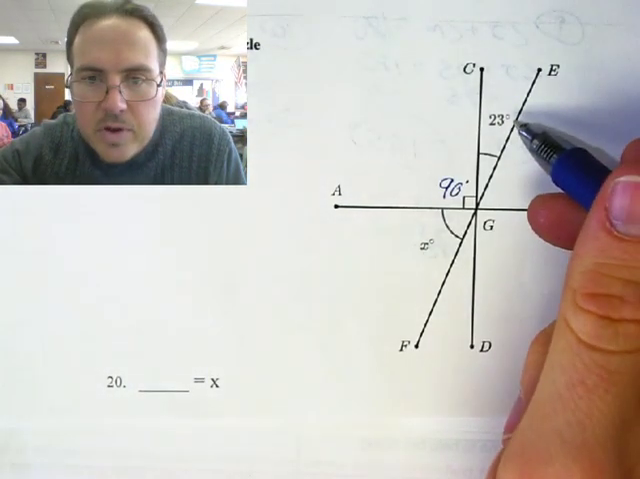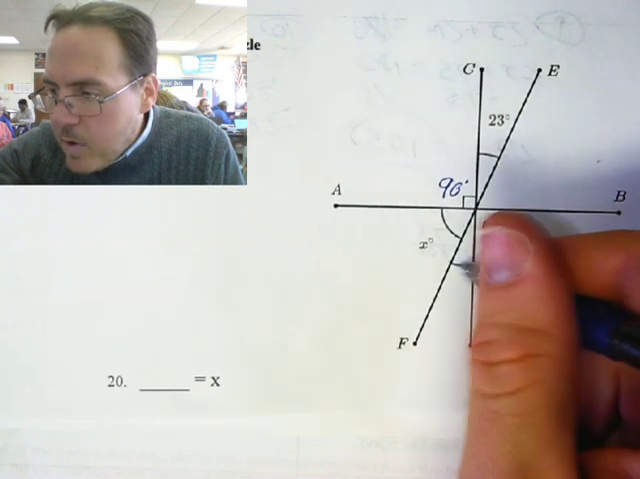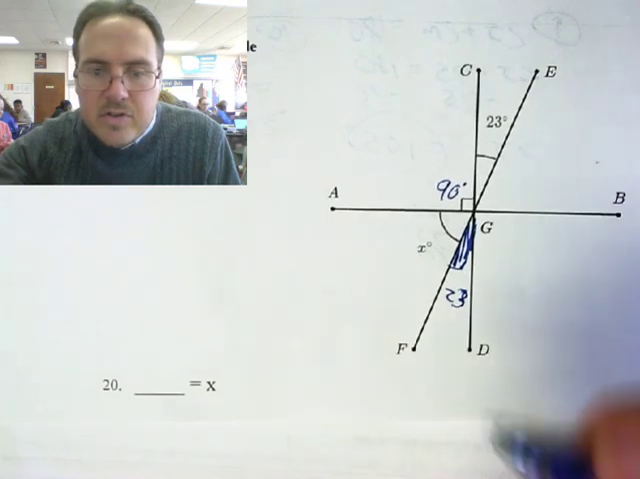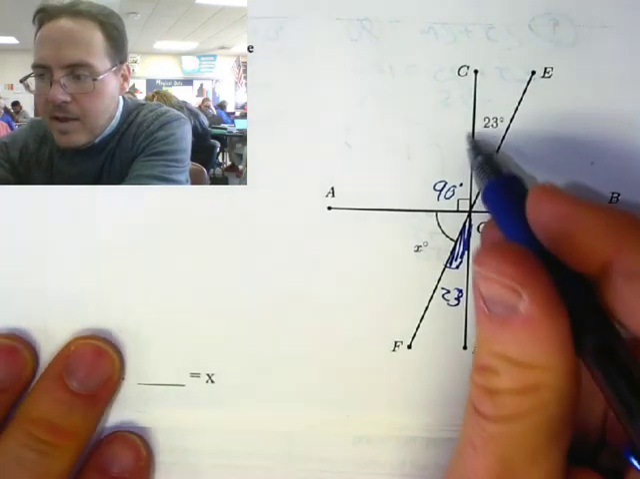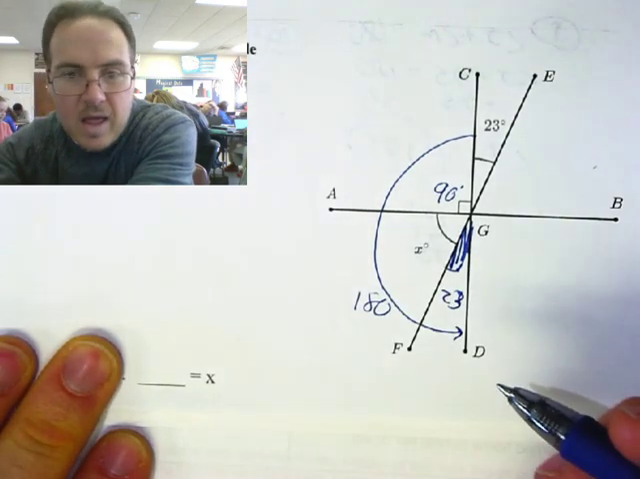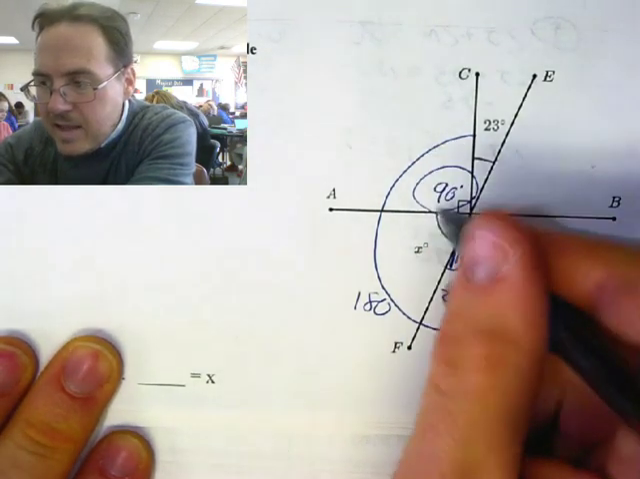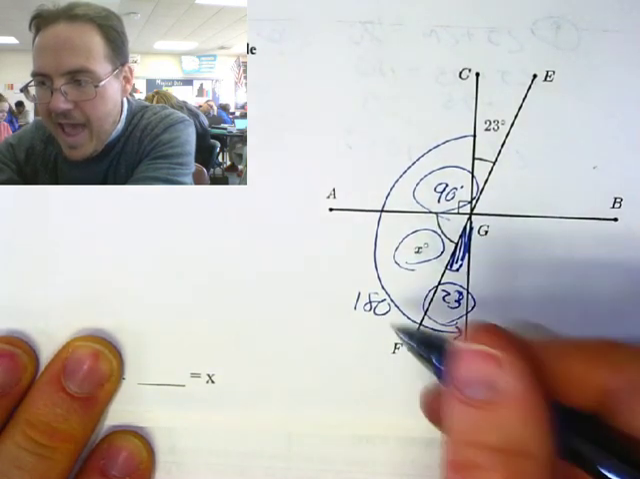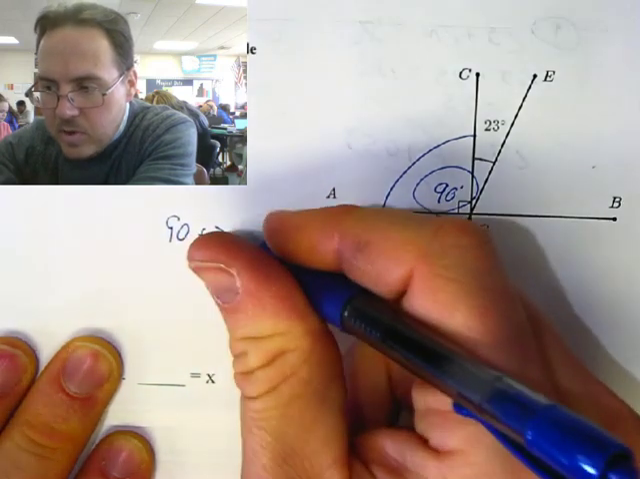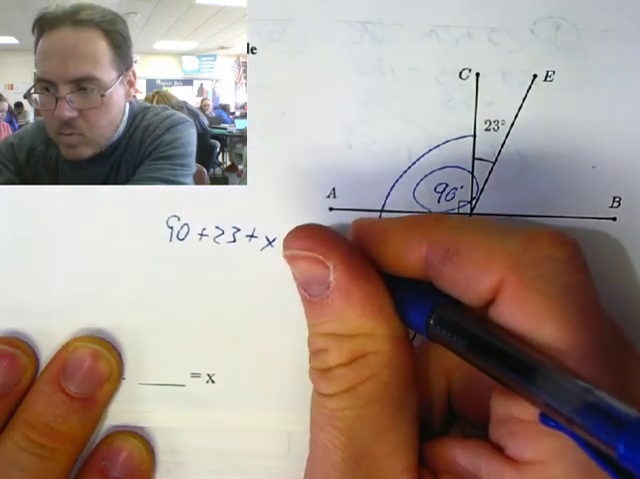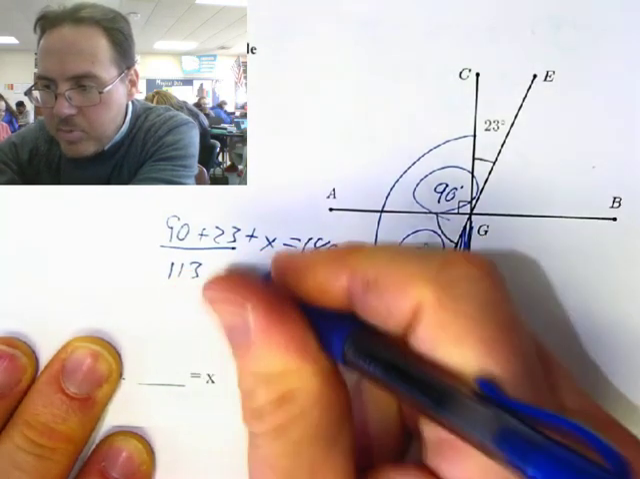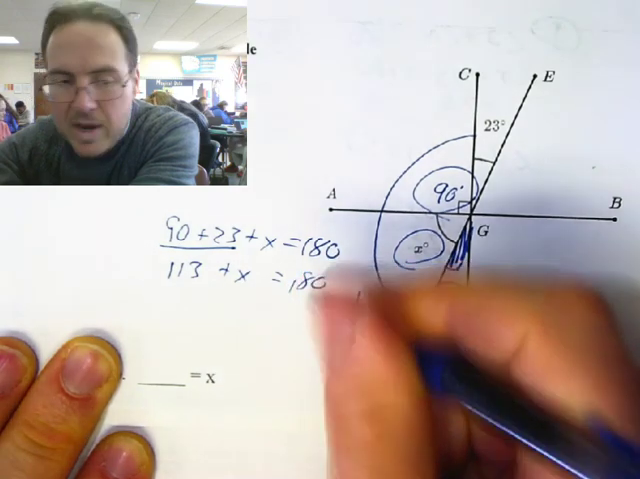If this is 23 degrees, then that means that this part right here is 23 degrees because they're vertical angles of each other. And from here to here is 180 degrees because it's a straight line, which means that 90, X, and 23 have to add up to be 180. So if 90 plus 23 plus X equals 180, well, I can just add these together and say that 113 plus X is equal to 180.